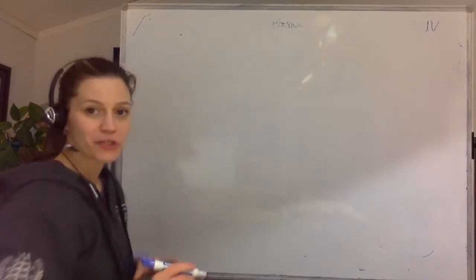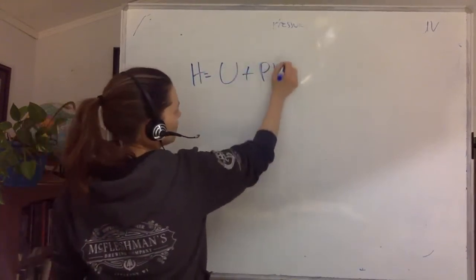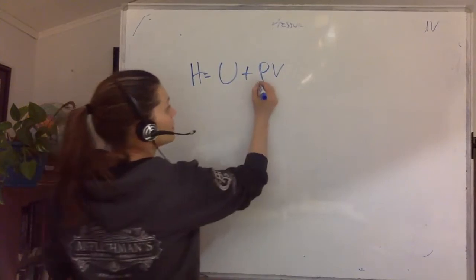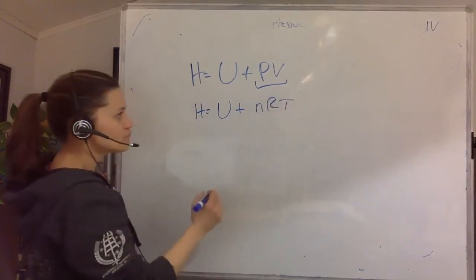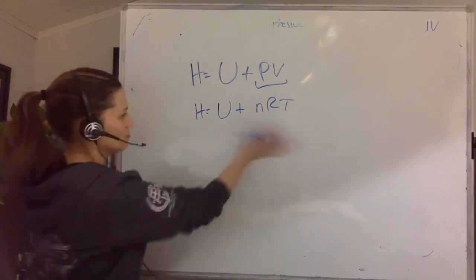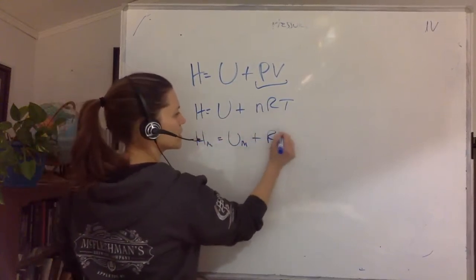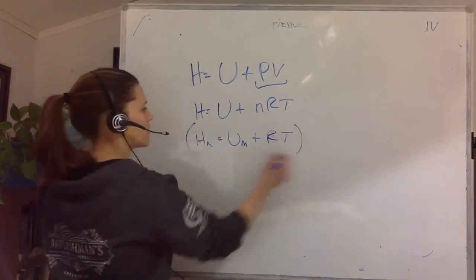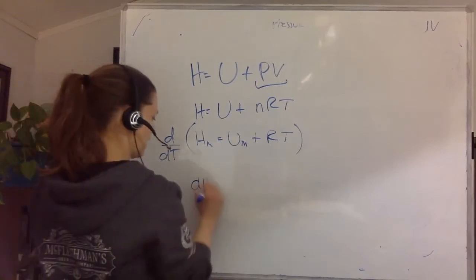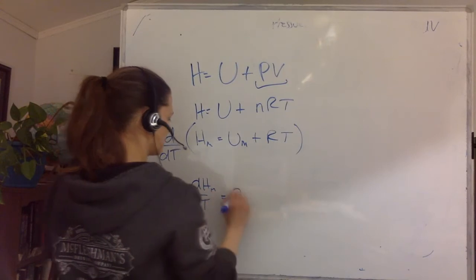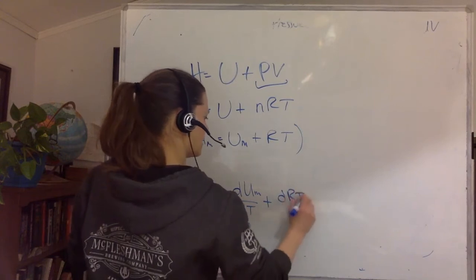Okay, one really cool thing I want to show you about heat capacity, I just absolutely love this. So H is equal to U plus PV. If I have an ideal gas, I can say the enthalpy is equal to internal energy plus nRT. Then I can make this molar, so divide by n. So molar enthalpy is equal to molar internal energy plus RT. Now I'm going to take d/dT of the whole thing. So this becomes dH/dT is equal to dU/dT plus d(RT)/dT.